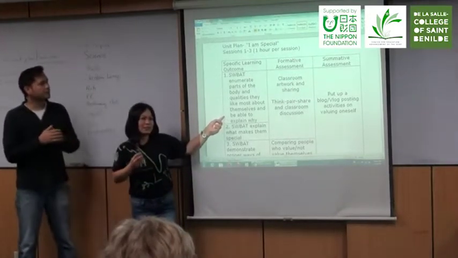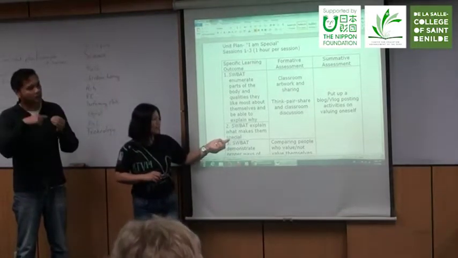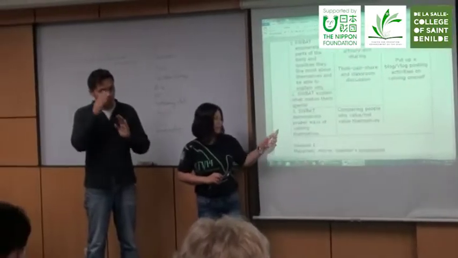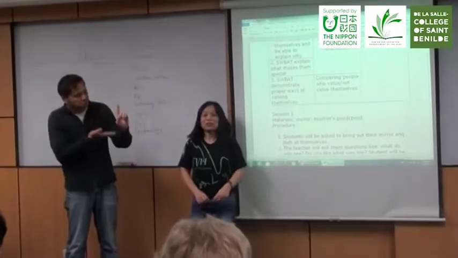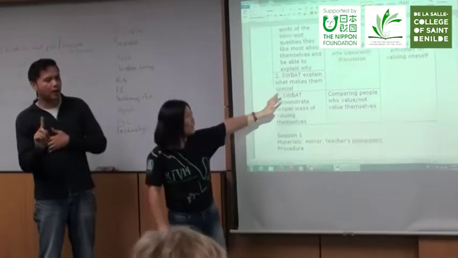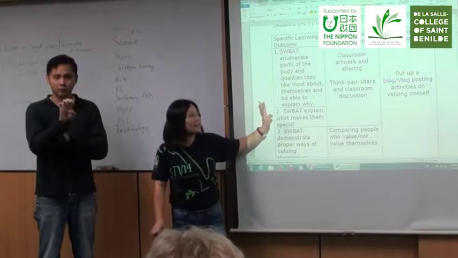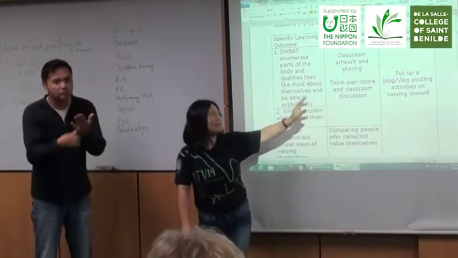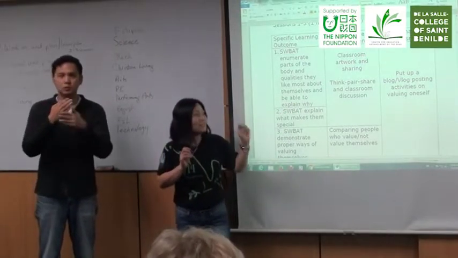First is looking at oneself. The second is to explain what makes them special. The third is the action that demonstrates proper ways of valuing themselves. Our formative assessment is classroom artwork, think-pair-share, and classroom discussion. The summative assessment is the blog posting, activities on valuing myself.